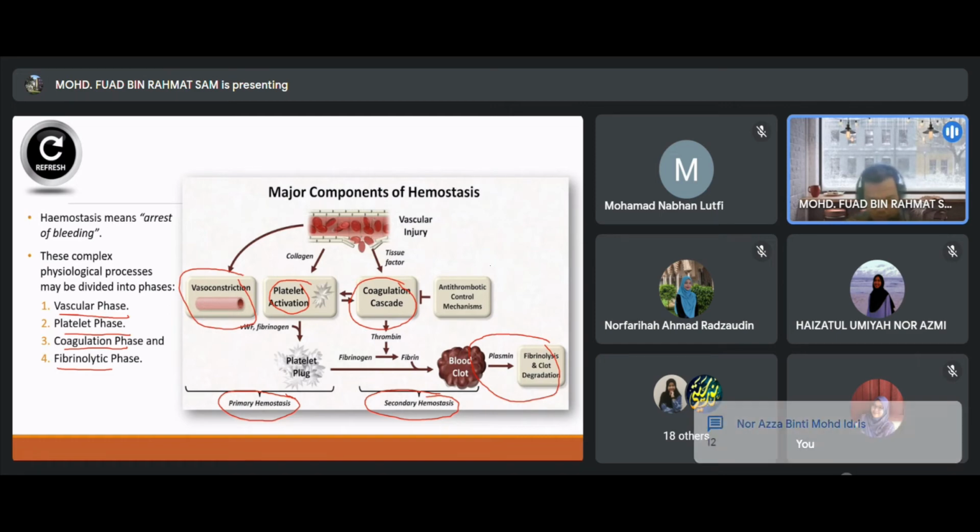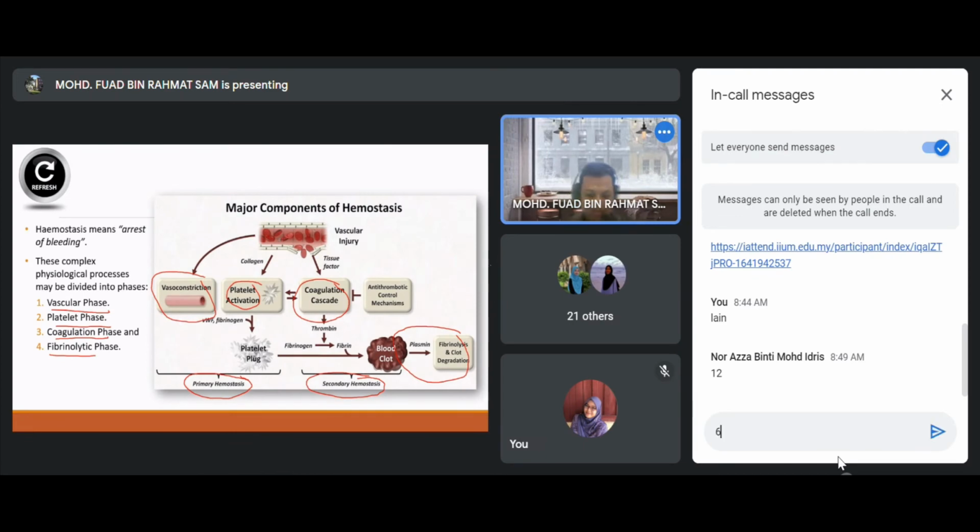Yes, we have 12. But if you refer to the table of coagulation factors, it has coagulation factor number 1 until number 13. Which number is missing in the table or group of coagulation factors? We've mentioned 12 coagulation factors, but the numbering starts with coagulation factor 1 until coagulation factor 13. My question is, which number is missing in the coagulation factors?